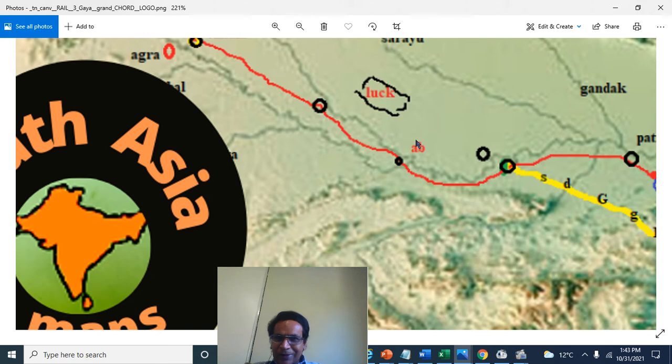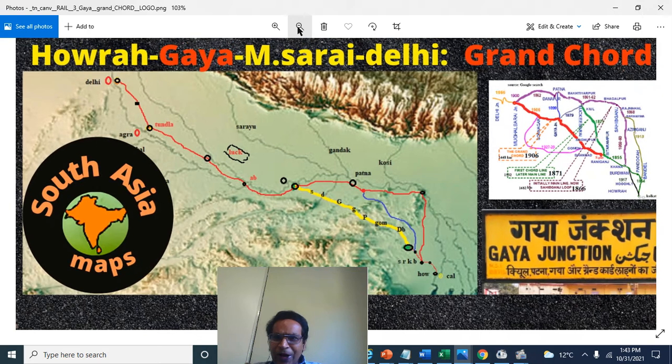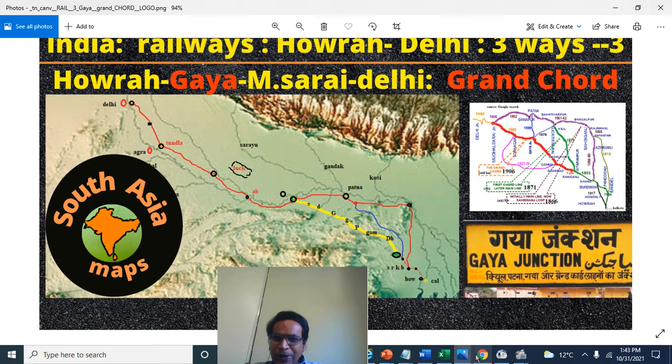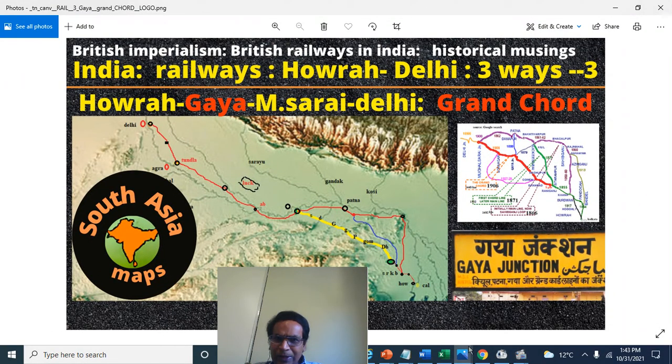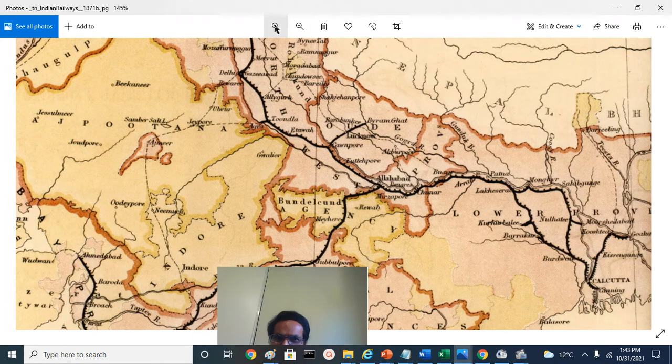So that is about the Gaya Junction. The chord line. We go and look at this from a different perspective. Remember, this chord line was built in 1907. The first line was built in 1866, almost 40 years earlier.